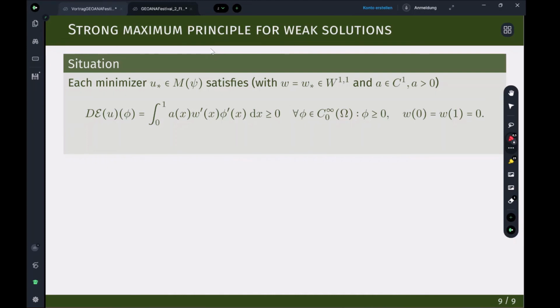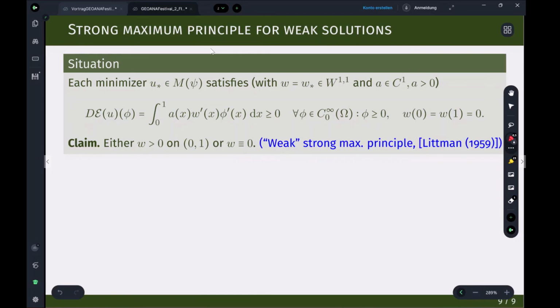So what is the situation? We have a weak solution here: the integral from 0 to 1 of a(x) w'(x) phi'(x) dx is bigger or equal to 0, for some a which is C^1 and bigger than 0. And we also know that w at the boundary equals 0. And the claim is now that either w is positive on (0,1) or w is identically equal to 0.